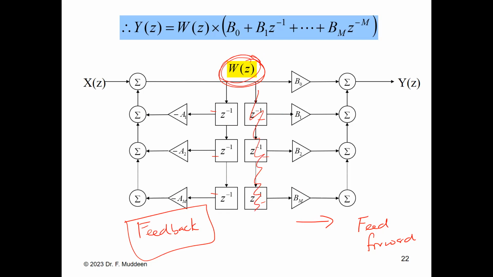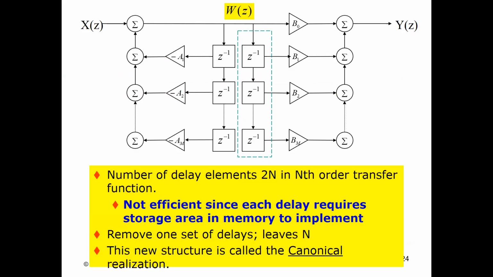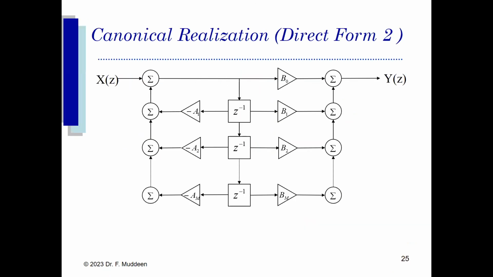In other words, I could free up half of my memory storage instantly, since I don't need it any longer. So by doing it in this form, I could reduce the number of delays by 1, and we call this new structure a canonical realization. So it's another, or direct form version 2. In other words, what I have done is take the transfer function, swap the feed forward and feedback paths, and remove one of the storage.